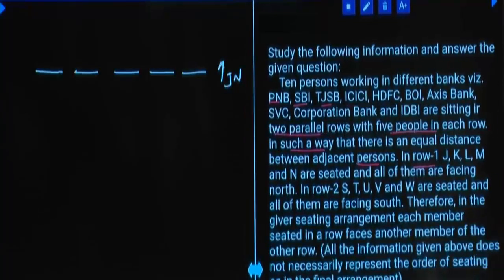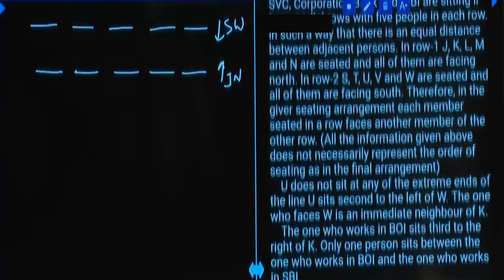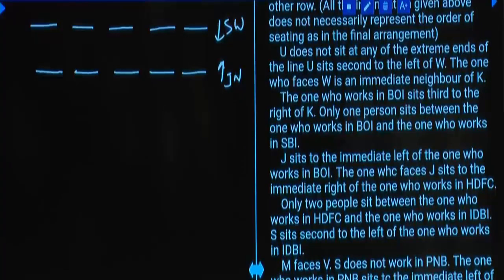And in row 2, who are the persons in row 2? 1, 2, 3, 4, 5. Now these 5 persons are S, T, U, V and W, and they are facing towards south. Therefore, in the given seating arrangement, each person in a row faces exactly one person, and U does not sit at any one of the extreme ends of the row.